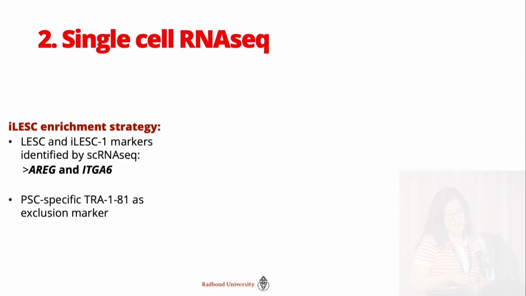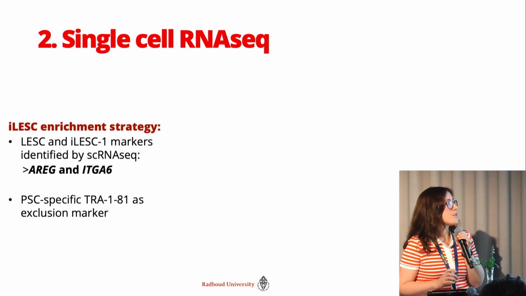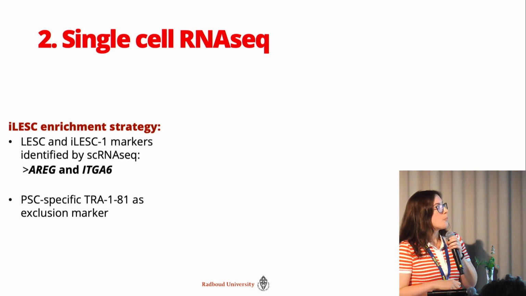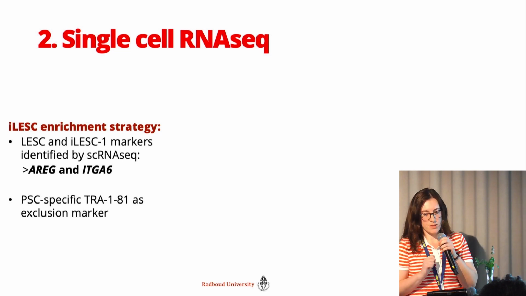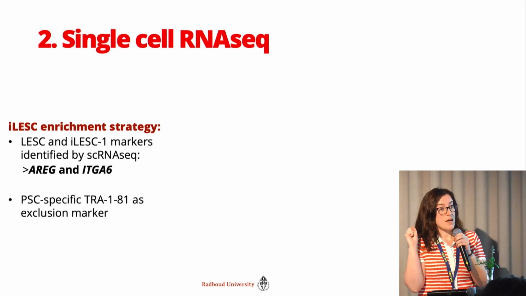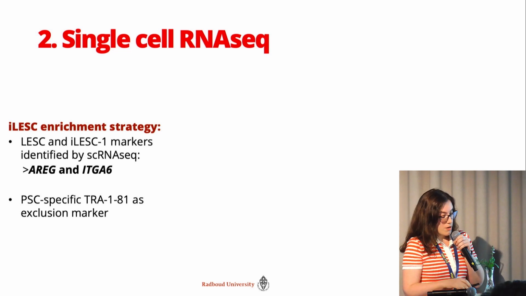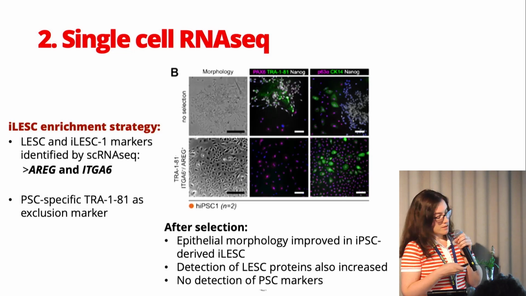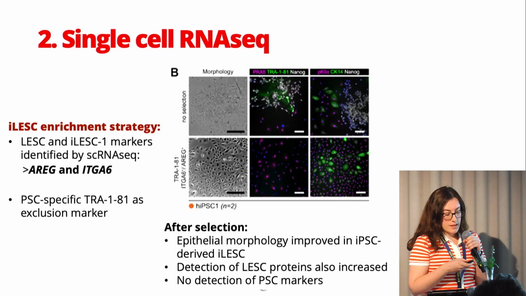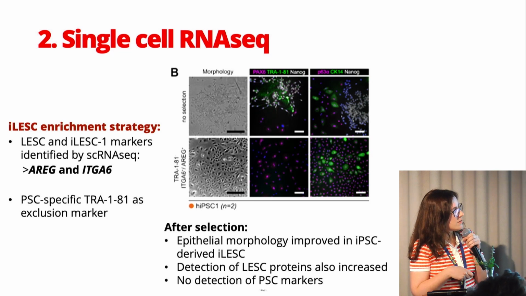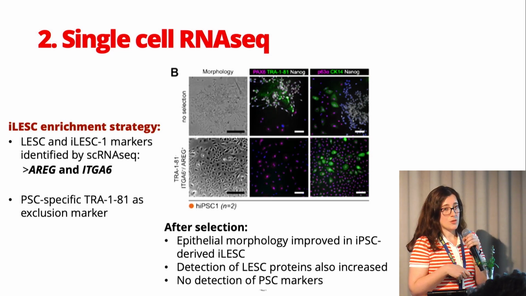So we looked into the RNA-seq data again, and we looked for surface markers that were expressed just in that limbal stem cell cluster, and we found 2, AREG and integrin alpha 6, and we did FACS sorting. So we fished only the cells that express these markers, and that was actually quite nice, because if you see here, after we select for these cells, the selected is at the bottom and the not selected is here. So we see epithelial morphology improved quite a lot.